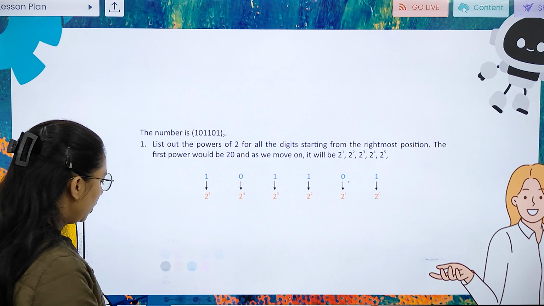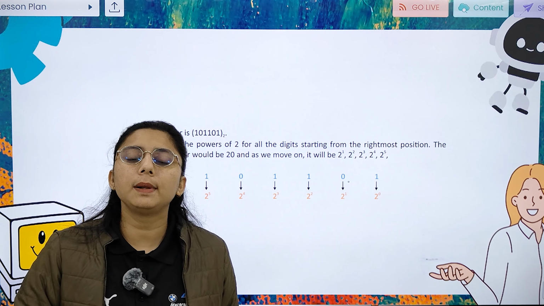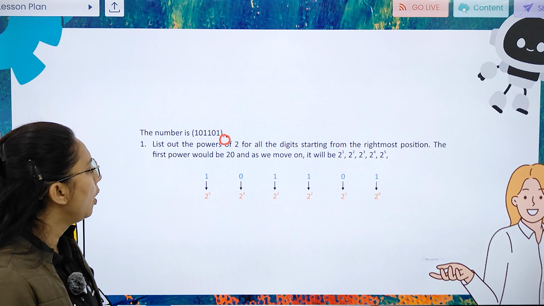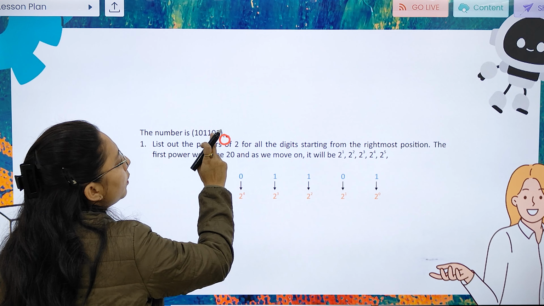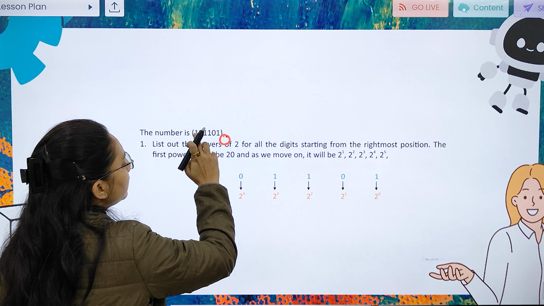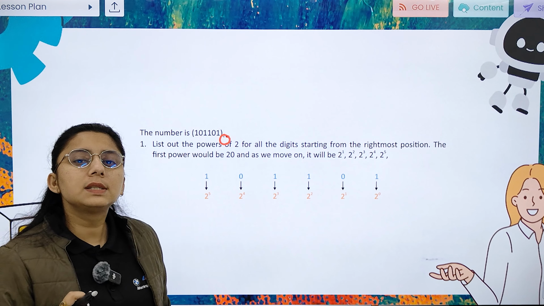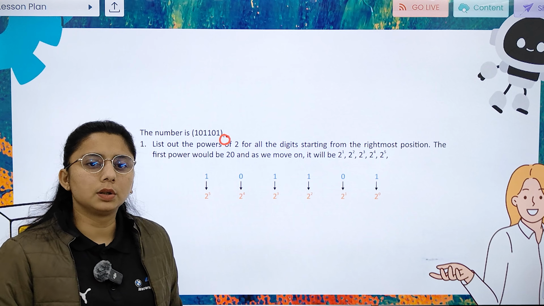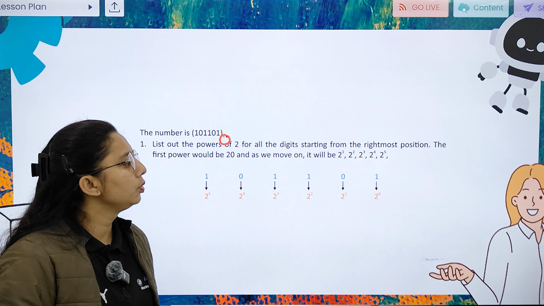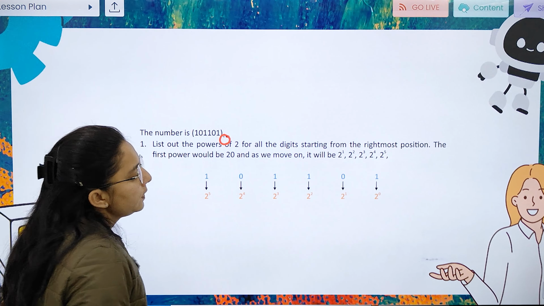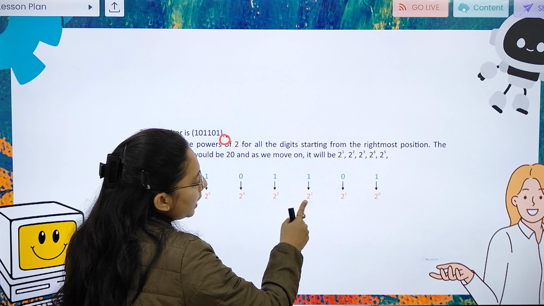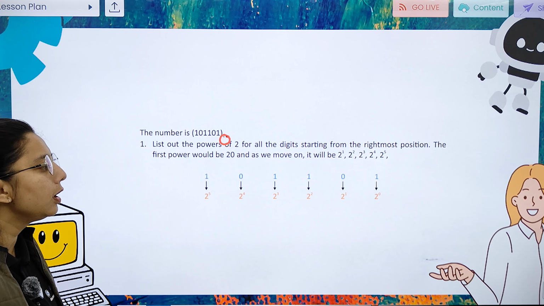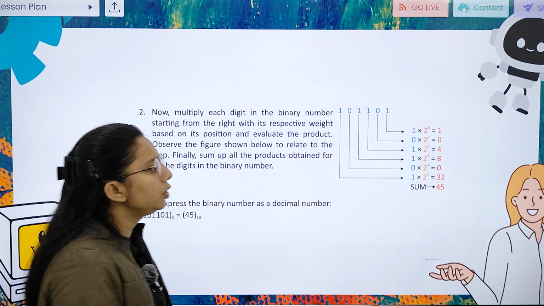Now the number is given over here: 1 0 1 1 0 1. It's a binary number, so the base will be 2. The positions are 1 2 3 4 5 6. You will start from the rightmost position. The first power would be 2 to the power 0. So we have 2 to the power 0, 2 to the power 1, 2 to the power 2, 2 to the power 3, 2 to the power 4 and 2 to the power 5. Then you will solve that. You have to multiply by 2 to the power.